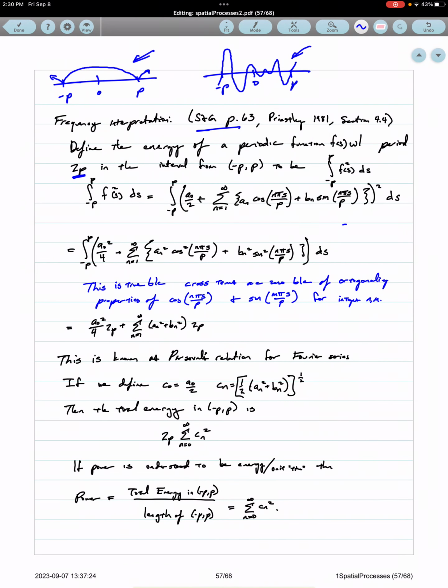Okay, with energy defined, the next thing that we can do is put it in terms of the Fourier expression for our function. What's going on in these few lines of notes expands on just a couple of lines that appear in Schabenberger and Gotway on page 63. So we begin with our definition of energy here on the left-hand side.